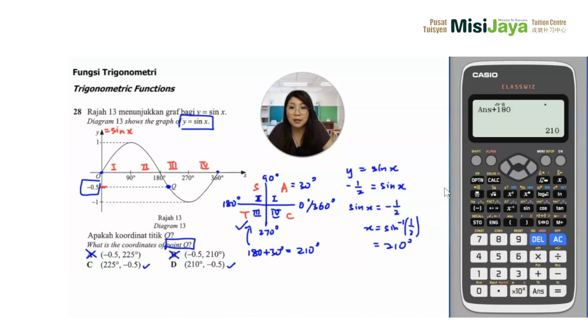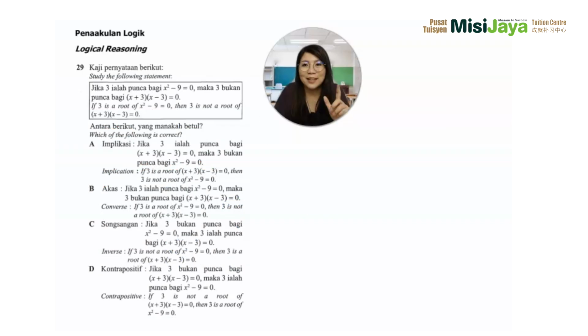Answer is A, B, C, D, D. Let's look at question number 29. So this is on logical reasoning. Okay, study the following statement.